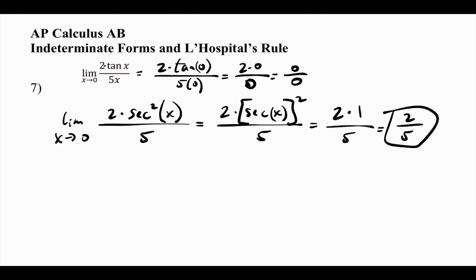Doesn't matter if the answer is ugly. If it's not a 0 over 0, you don't need to use L'Hopital's rule. So even if it was like pi over 2 or square root of 2 over 3, that's an ugly answer, but still, it's a number. We're just going until we get a value that's not indeterminate.